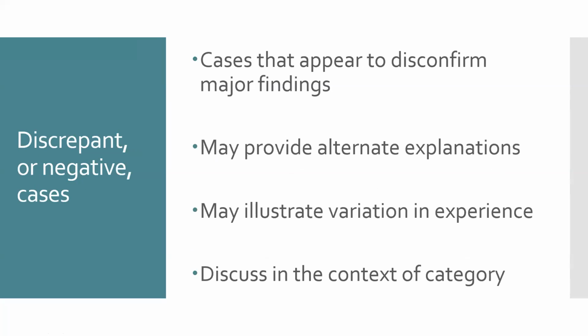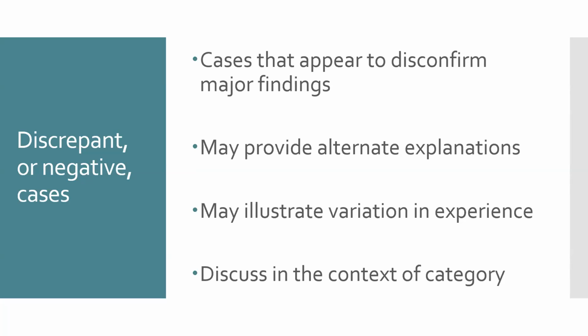As I mentioned, the discrepant cases are those that don't fit the patterns that you are seeing in your data. Okay, so they might appear to disconfirm your findings. We don't toss these out though, right? That's not how it works in qualitative data, because this tells us something. It can provide alternate explanations. It illustrates that there's variations of an experience, right? Everyone experiences something differently. Okay, and so even though those experiences might be patterned, that's not always the case.